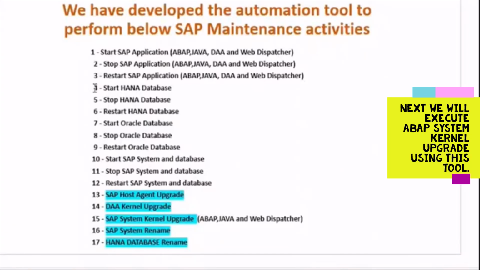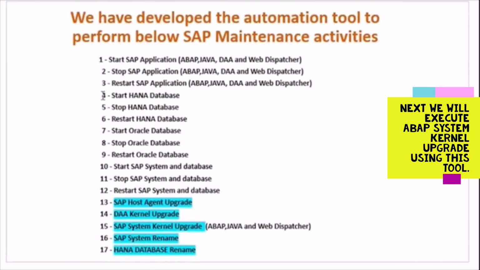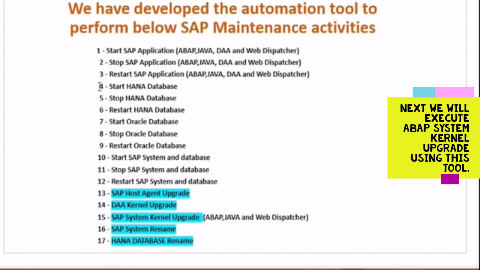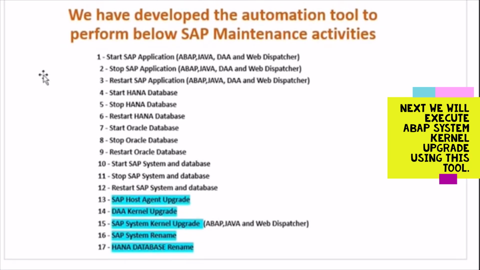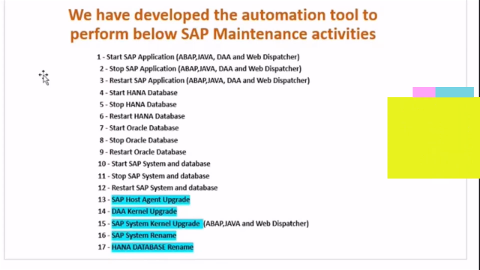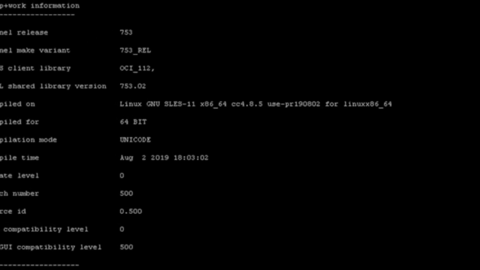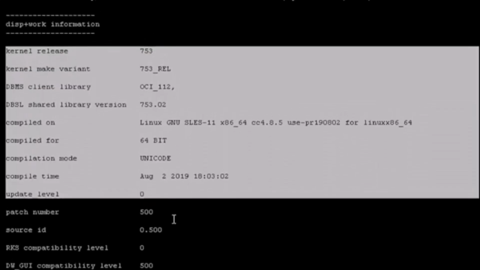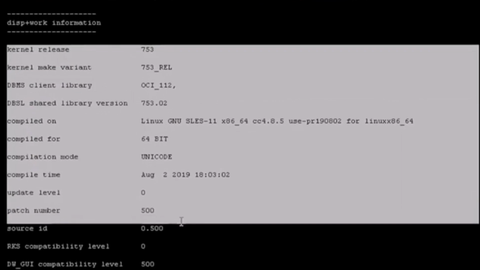Hi all. We have developed an automation tool which can take care of some of the major SAP maintenance activities like start SAP, stop SAP, and you can see on this PDF almost 17 activities, mainly SAP host agent upgrade, kernel upgrade including ABAP, Java, and Web Dispatcher as well, and the system rename and HANA database rename as well. And here you can see the current kernel patch number is 500 and we're targeting 800.